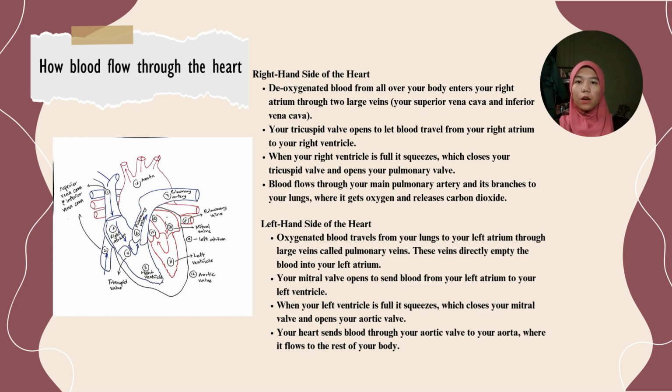The right-hand side of the heart is where deoxygenated blood from all over your body enters the right atrium through two large veins, which are your superior vena cava and inferior vena cava. These veins drain blood from your upper body and lower body and directly empty it into your right atrium.